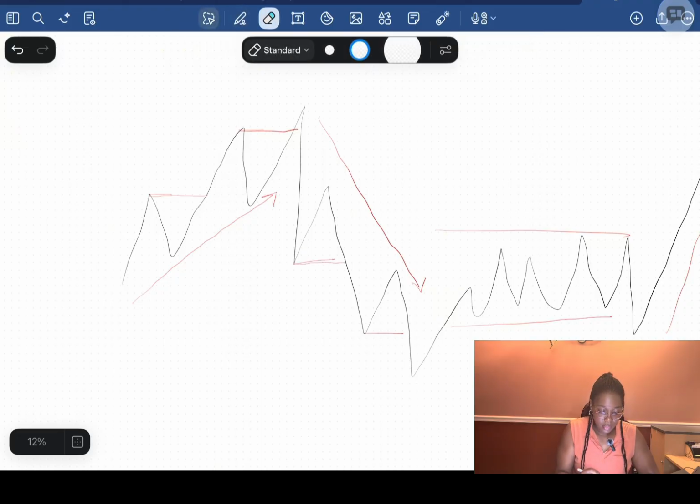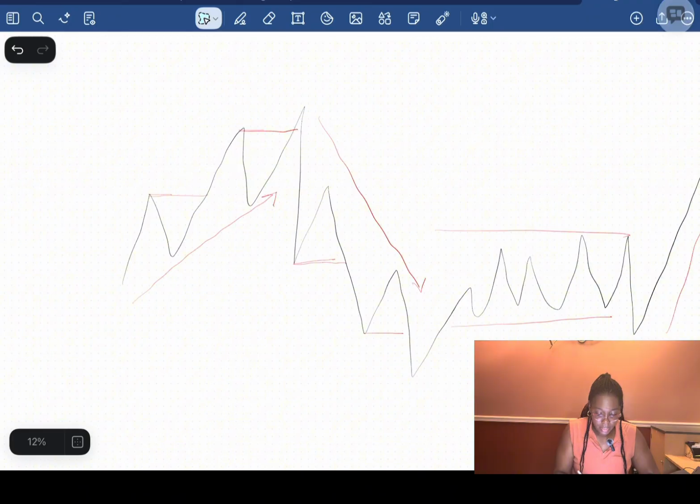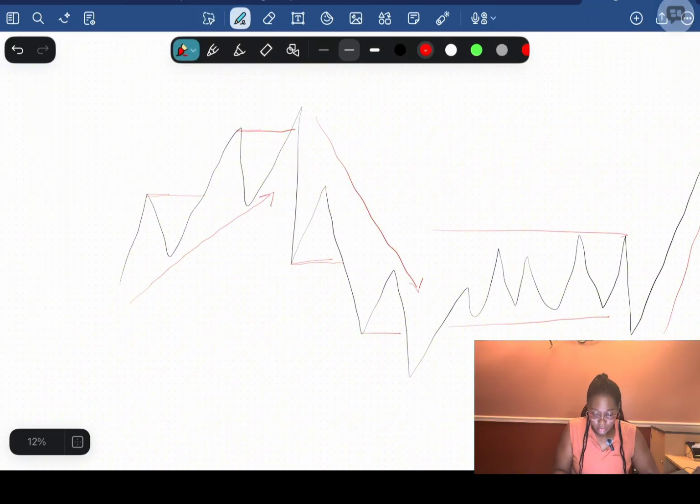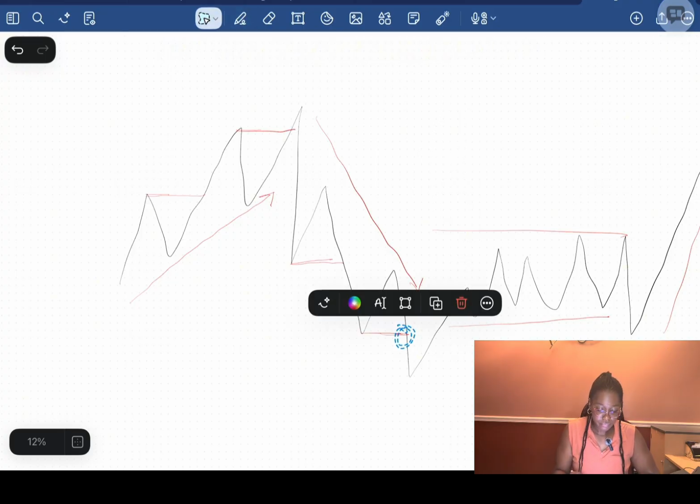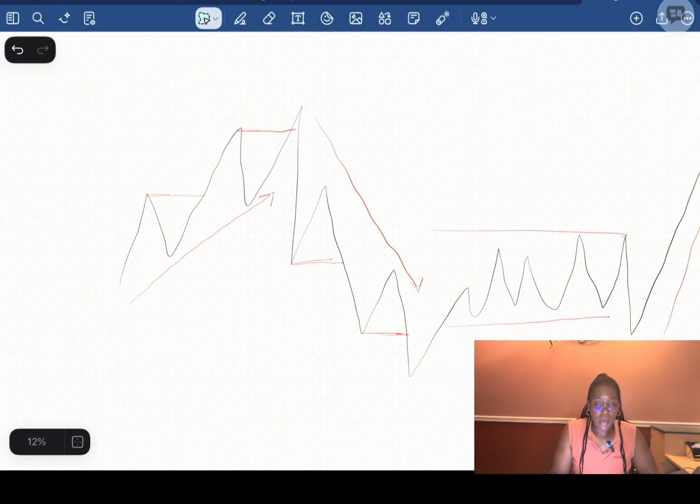Price breaks at that level, and then it also breaks at this level right here. And why is that? Why is it that we see certain levels trending past a certain peak? And that's because liquidity is being swept.